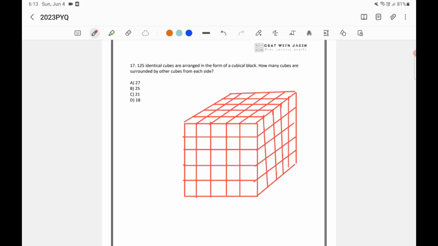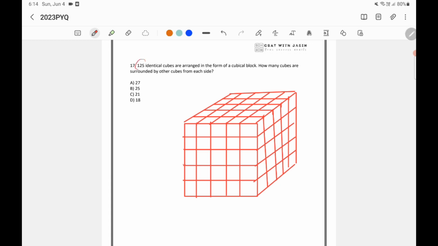125 identical cubes are arranged in the form of a cubical block. How many cubes are surrounded by other cubes from each side? Actually, this is similar to the painted question. If you are given a painted question, like a cube painted on all sides and divided into 125 cubes, and you are asked how many cubes are there where none of the sides is painted, it's actually a similar question. But UPSC wanted to make you think more. That's why they have given it like this. So if you take this cube which is divided into 125.